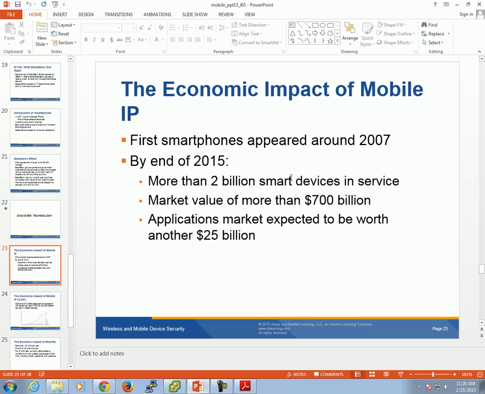By end of 2015, there'll be more than 2 billion smart devices. You all see Apple is poised to become the first trillion-dollar company. They're now worth more than double of Exxon and everybody else. If they continue to grow 15 times their size now, they can pay off the national debt. So I think we'll get them to do that? Probably not. Okay, it says market value of more than $700 billion in smartphones. Wow. Applications, set to be worth another $25 billion.